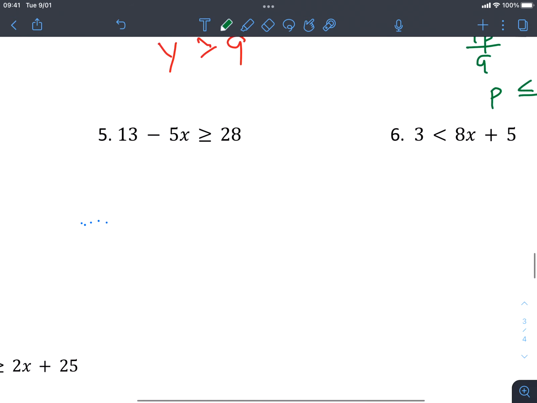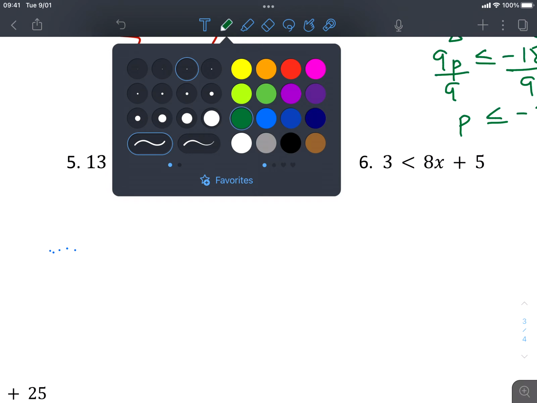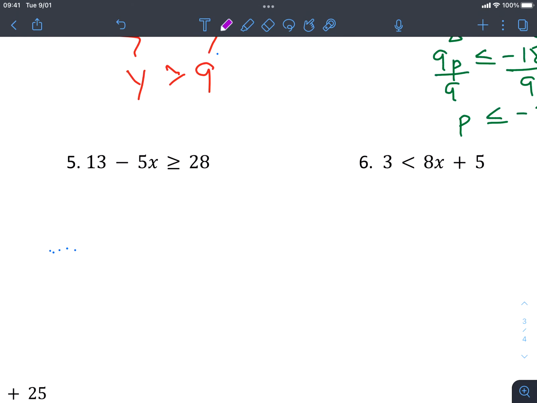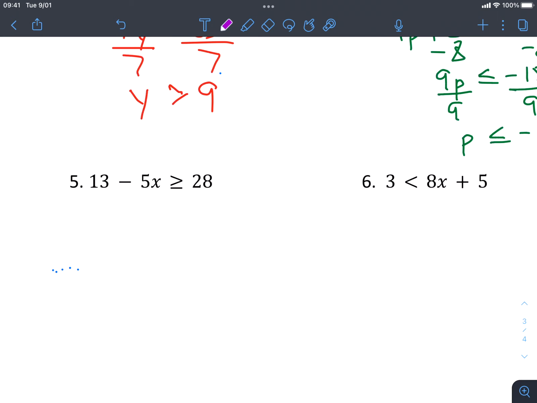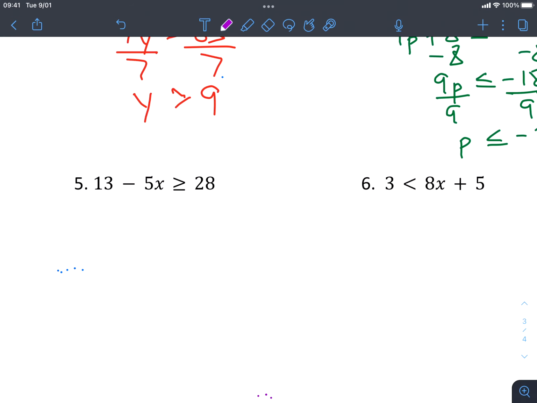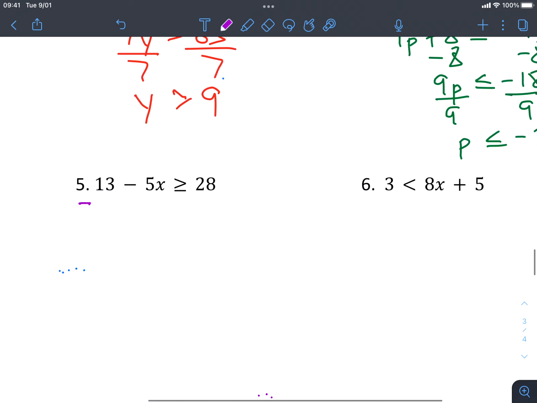Let's jump to number 5. Now this one looks like it's going to be a changing situation. So first I want to get my 13 away. I want to move it, so I'm going to subtract. Since 13 is positive, I need to subtract to make it go away. And I need to do it on both sides. So now I have negative 5x is greater than or equal to 15. Symbol didn't change, everything's fine.